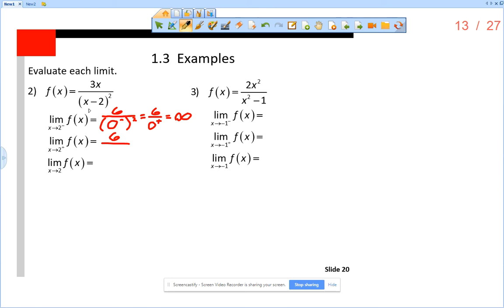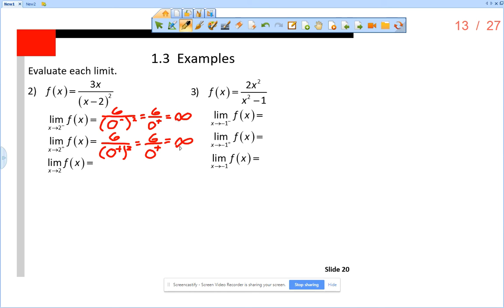All right, what about the denominator? Now 2 from the right would be like 2.1. So 2.1 minus 2 is a positive number, so we're approaching 0 from the positives. But then once again, I'm squaring it. If I square a positive number, I get a positive number, which means 6 over 0 from the positives is positive infinity.